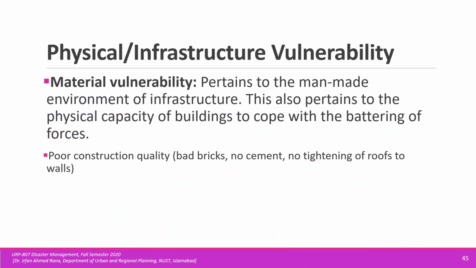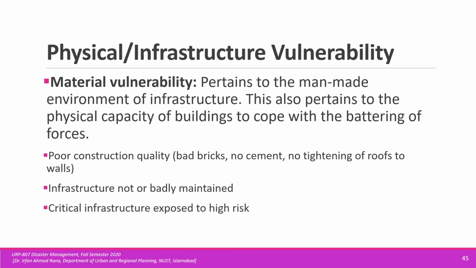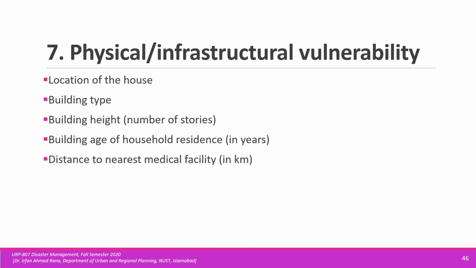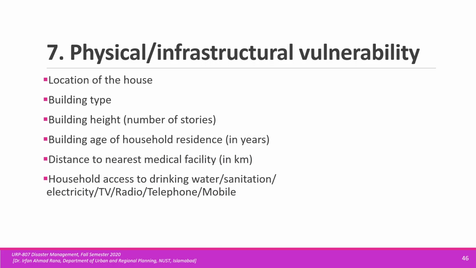Now, some call it physical, some call it infrastructure, other people call it material vulnerability. How ready is the physical characteristic of a building to cope with a disaster? How is the construction of a building, is it maintained or not? Where is the location of the house, for example? What is the building type, height, age, distance to the nearest facility? We could also call it a part of infrastructure vulnerability, like access to drinking water, sanitation, basic facilities or amenities.